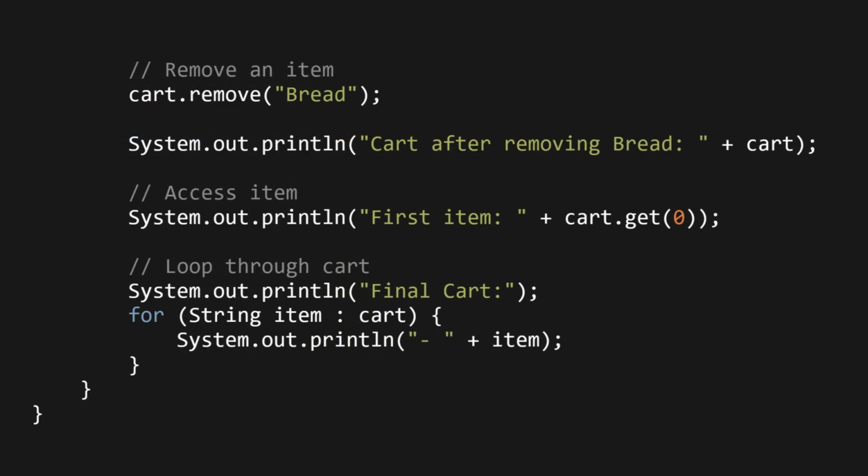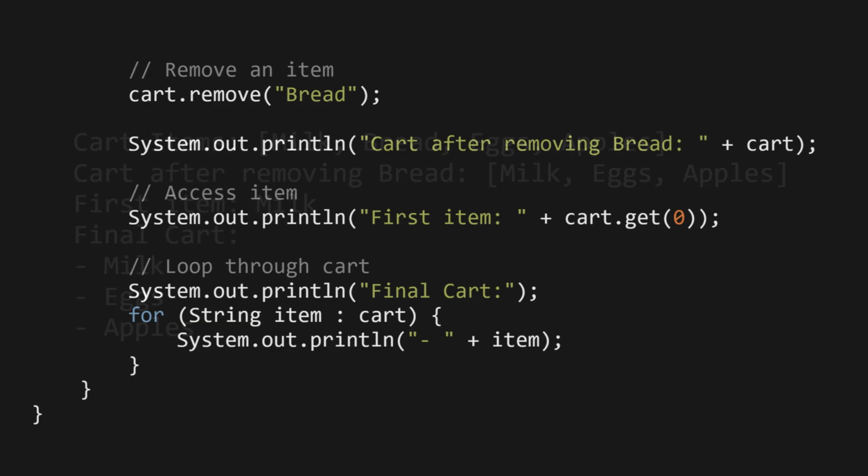And to remove items, cart.remove("bread"), System.out.println("Cart after removing bread: " + cart). And in order to access items, System.out.println("First item: " + cart.get(0)). To loop through the cart, System.out.println("Final cart:"), for (String item : cart), System.out.println("- " + item).